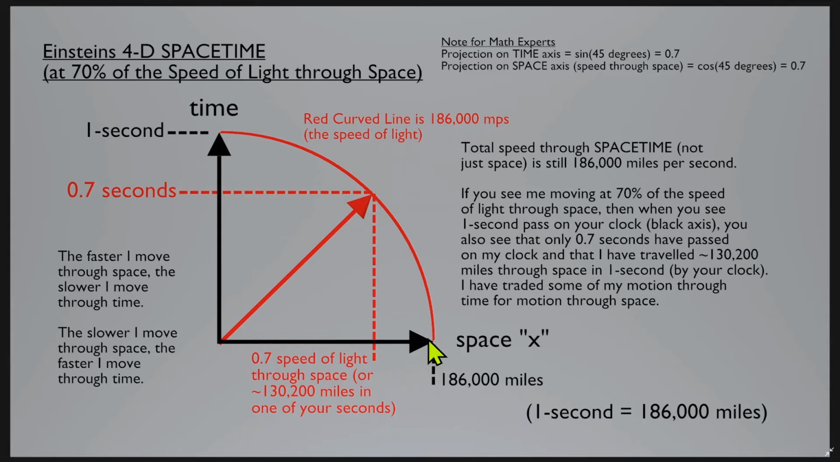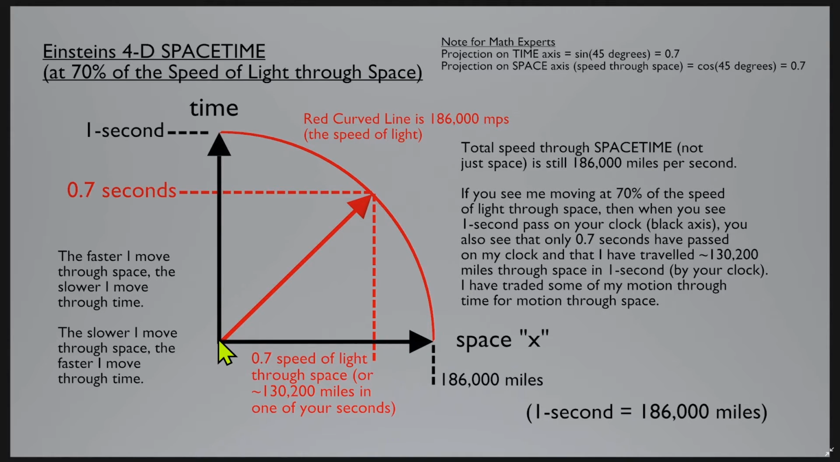So that's what it is. It's a trade-off. The faster I go through space, the slower I go through time. And the slower I go through space, the faster I will move through time. But this vector, which represents me in my spaceship, and this vector, which represents you sitting at the table, are always equal to the speed of light.